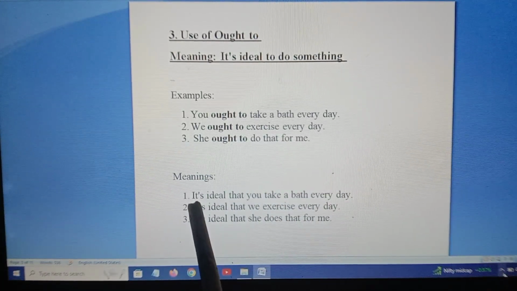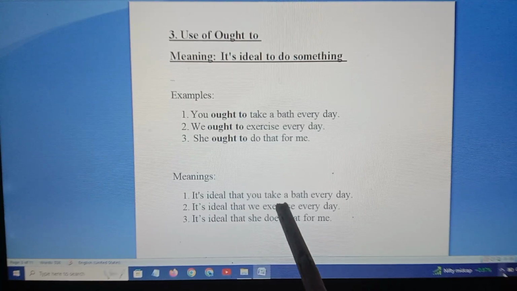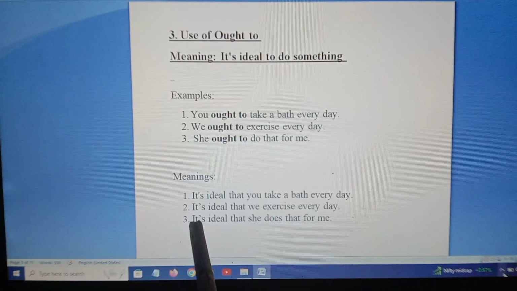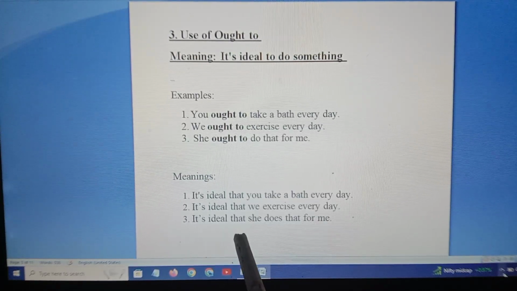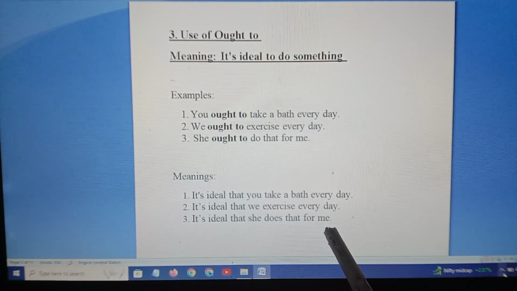Meanings: it's ideal that you take a bath every day. It's ideal that we exercise every day. It's ideal that she does that for me.